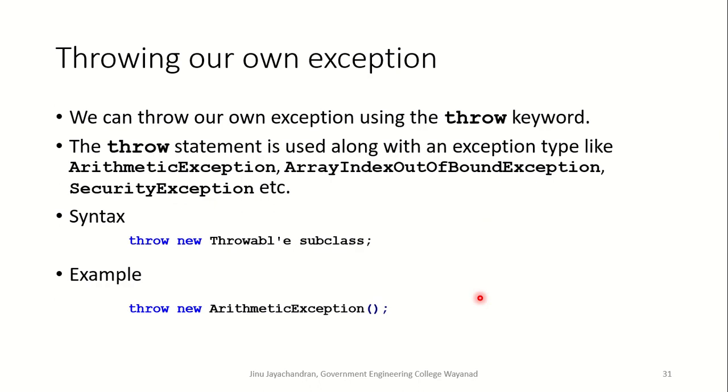So these are all exceptions that are defined in your Java program. Now can you throw your own exception? That is done using the throw keyword. The throw statement is used along with the exception type, like arithmetic exception, array index out of bound exception, security exception, etc. The syntax is throw new a throwable subclass. So arithmetic exception is a throwable subclass. You create a new exception of that.